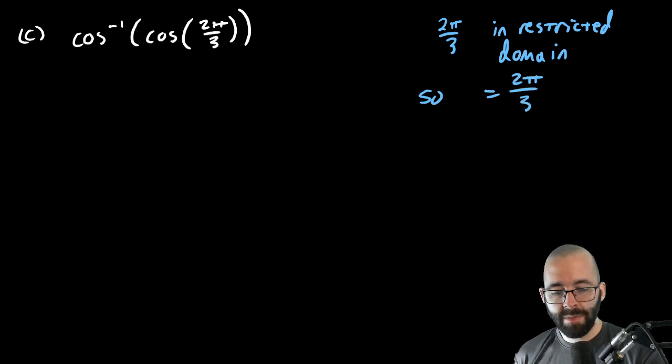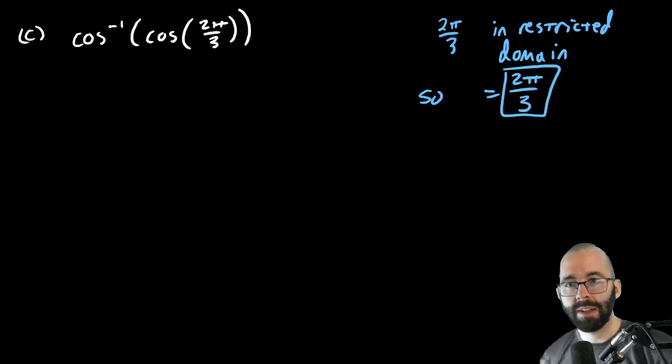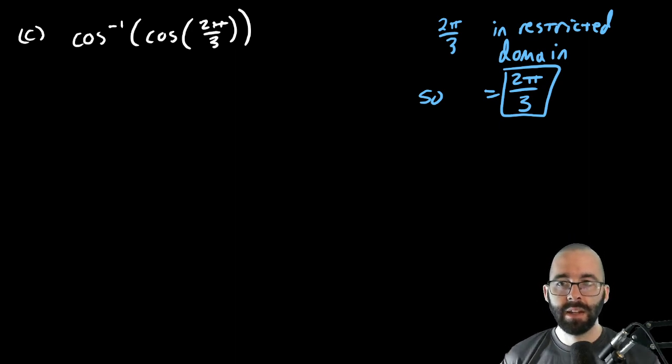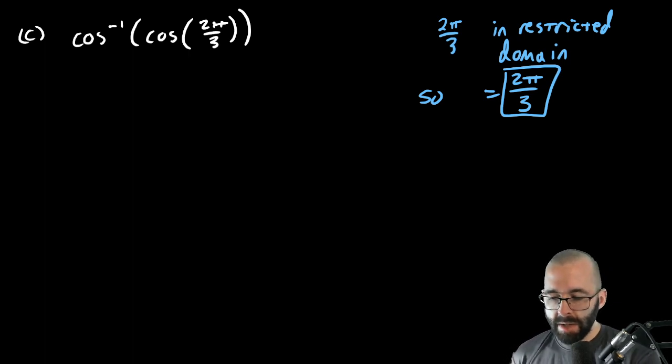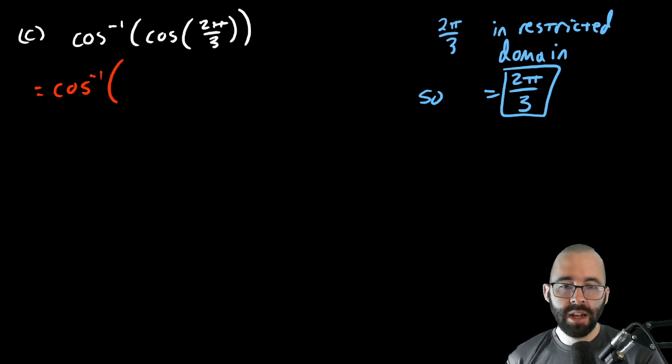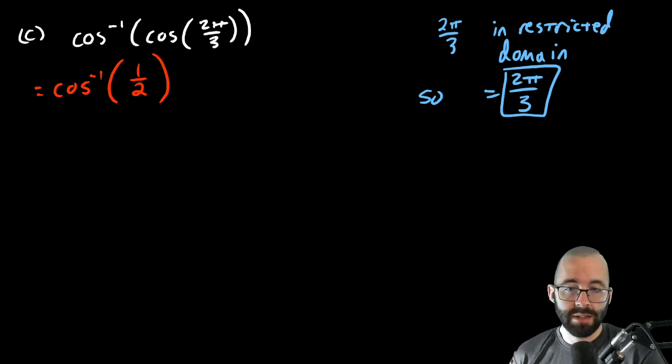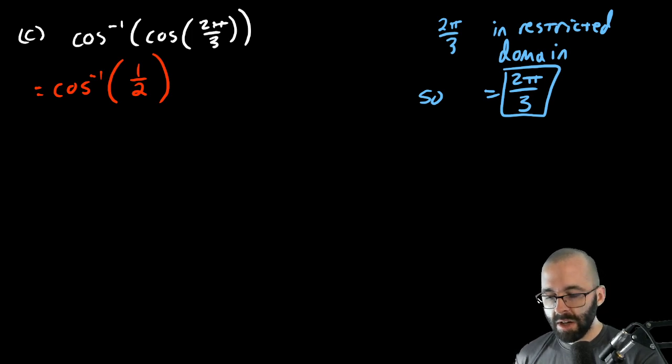Blue method says, oh, in the restricted domain they cancel perfectly. Inverse cosine and cosine are inverse functions because we're in the restricted domain. But the red method also works, right? Inverse cosine. What's the cosine of 60 degrees? It's 1/2, and it's positive because it's in the first quadrant, and everything's positive in the first quadrant for trig functions.